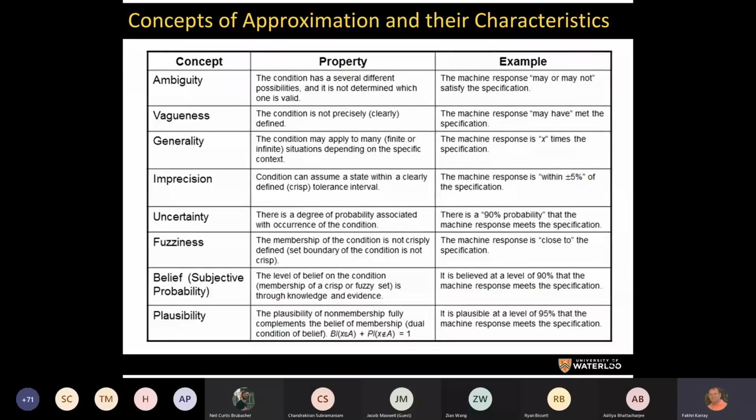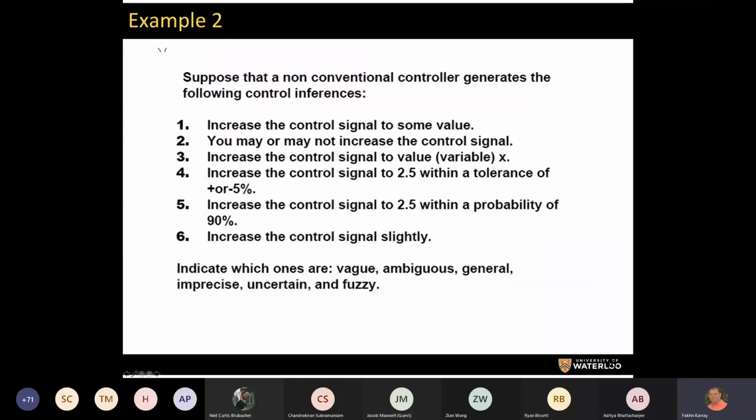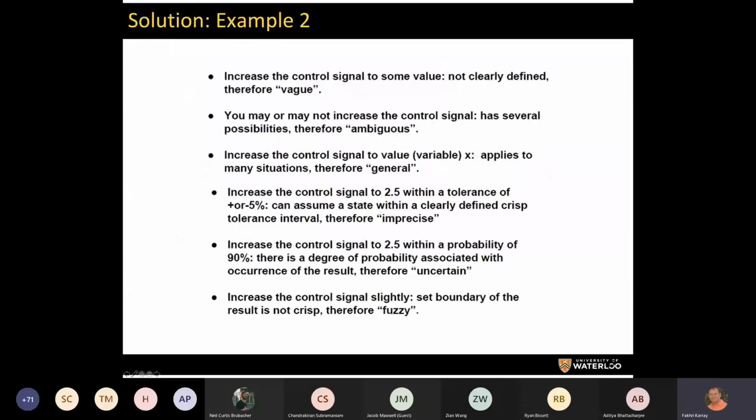We know the boundary of the condition is not crisp, but we know about it. In the vague system, we don't know anything about it. And on the right-hand side, you can see some examples for all these types of concepts. We are going to study many of these concepts later on.